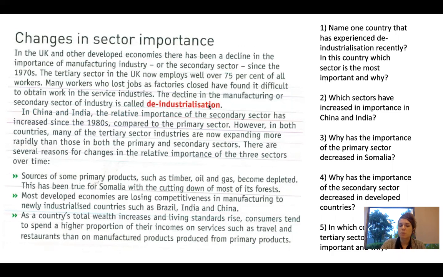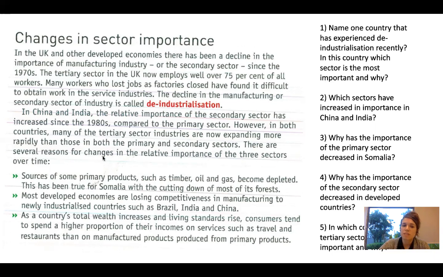Now, the changing of importance for the UK has gone from the secondary sector to the tertiary sector because over 75% of all workers now work in the tertiary sector, which means that this is very important for their economy. In China and India, the relative importance of the secondary sector has increased since the 1980s compared to the primary sector. However, in both countries, many of the tertiary sector industries are now expanding more rapidly than those in both the primary and secondary sectors.